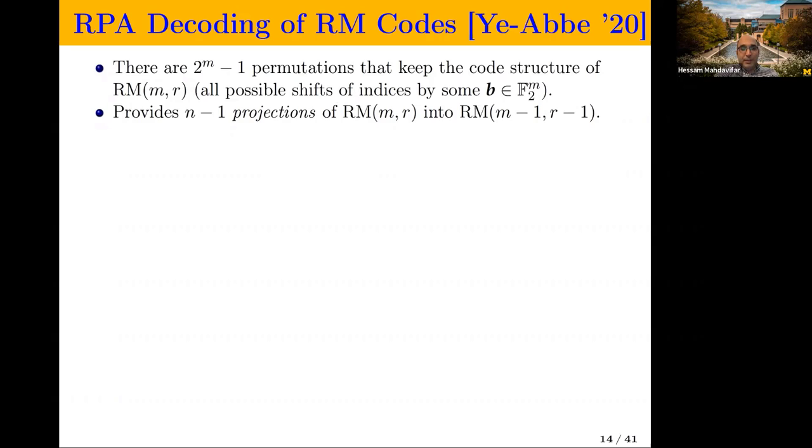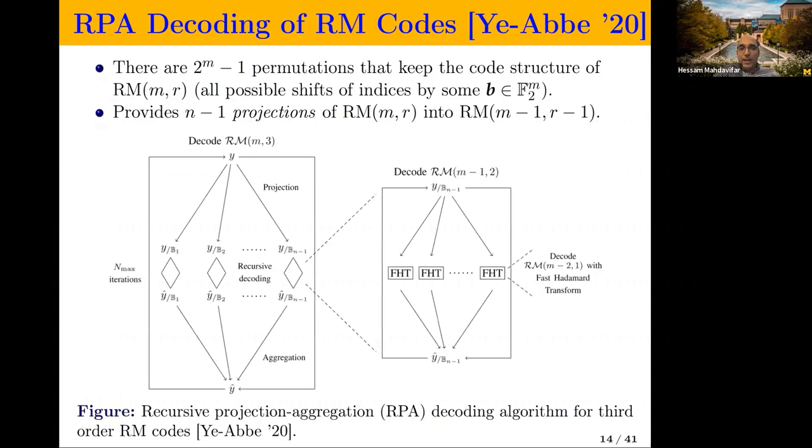That's a very interesting property. It means we have n minus 1 such projections, and what Ye and Abbe do is decode across all these projections. So basically, project the Reed-Muller code, for example RM(m,3), into n minus 1, 2, and then from there project to m minus 2 and 1. And m minus 2, 1 we can decode using MAP. Then we pass all these decisions back and do the aggregation. For any such level of projection, we have n minus 1 decisions coming back, and we have to somehow aggregate them to decode the codeword on the higher layer. So RPA stands for recursive projection aggregation for Reed-Muller codes.